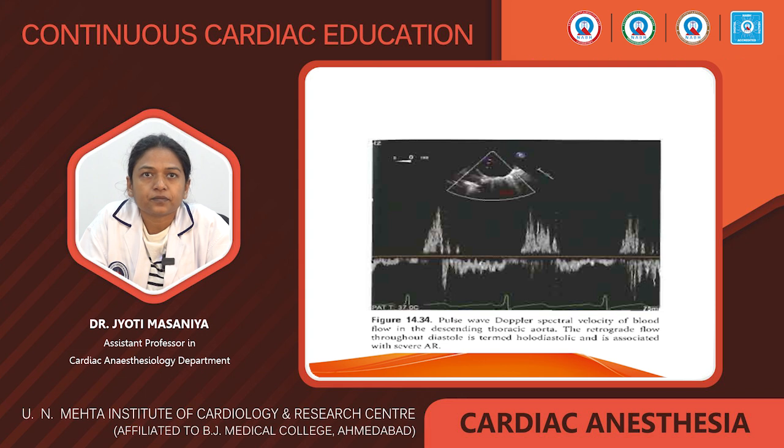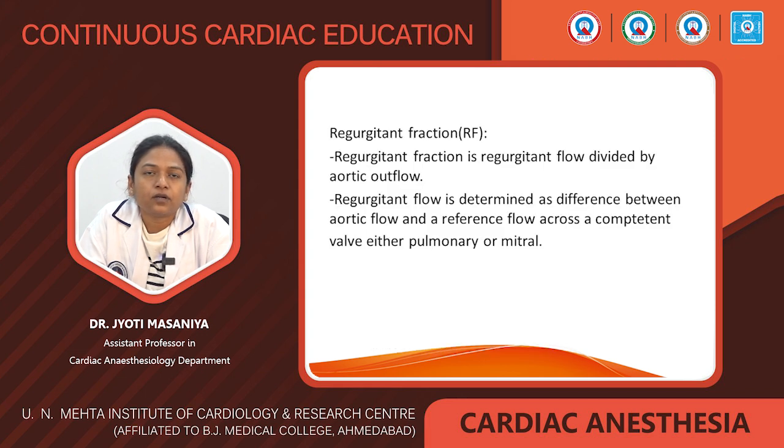You can see during the whole diastole, retrograde blood flow occurs, and it is associated with severe AR. Another method for quantifying the AR severity is regurgitant fraction. Regurgitant fraction is regurgitant flow divided by the aortic outflow. Regurgitant flow is determined as the difference between the aortic flow and a reference flow across a competent valve, either the pulmonary or mitral valve.